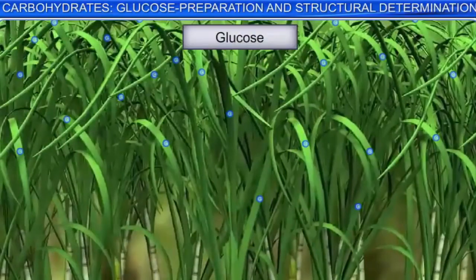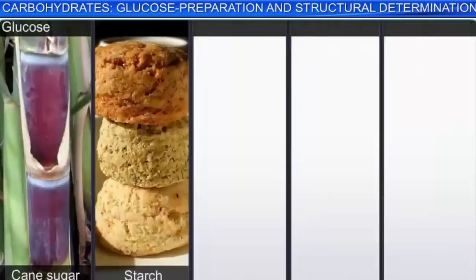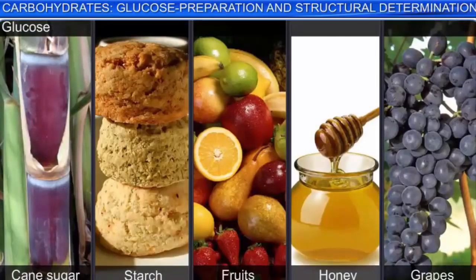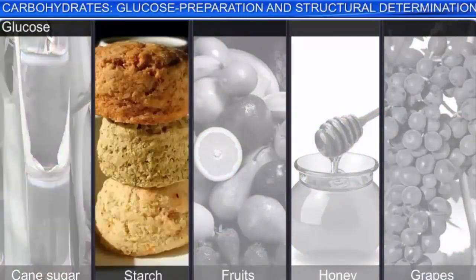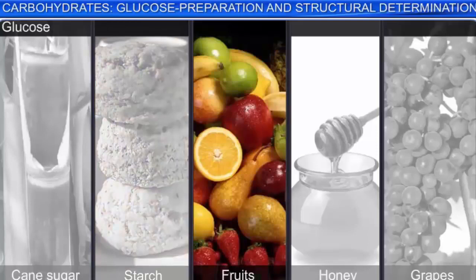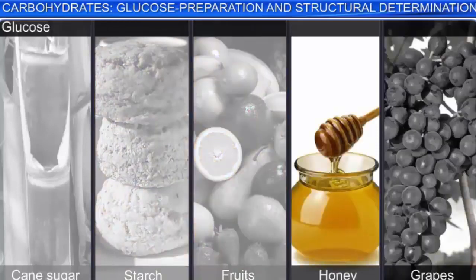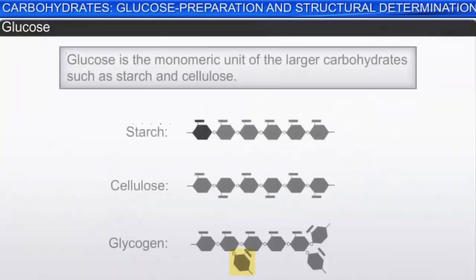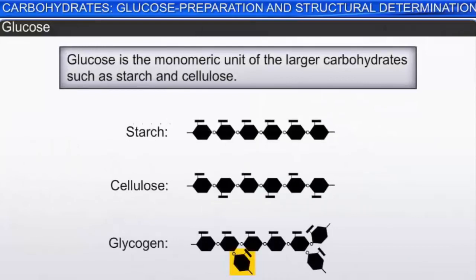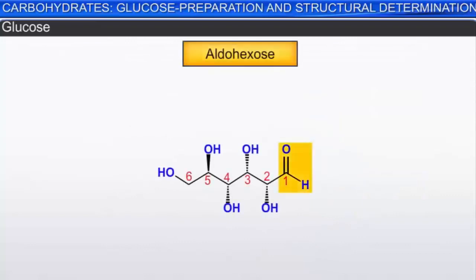Glucose is widely found in nature in the free as well as in the combined state. In the combined state, glucose occurs in cane sugar, starch, and so on. It is present in sweet fruits as well as in honey. Ripe grapes are also rich in glucose. Glucose is the monomeric unit of the larger carbohydrates such as starch and cellulose. Glucose is an aldohexose, which is probably the most abundant organic compound found on the earth.